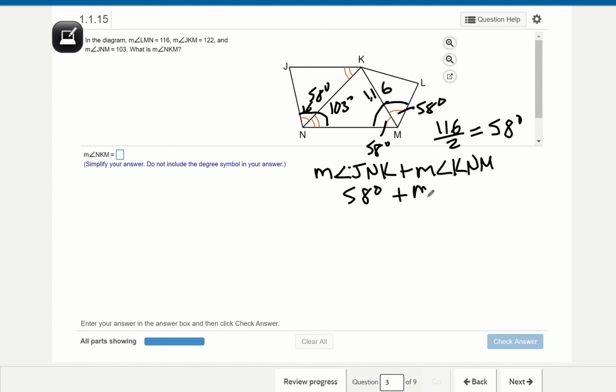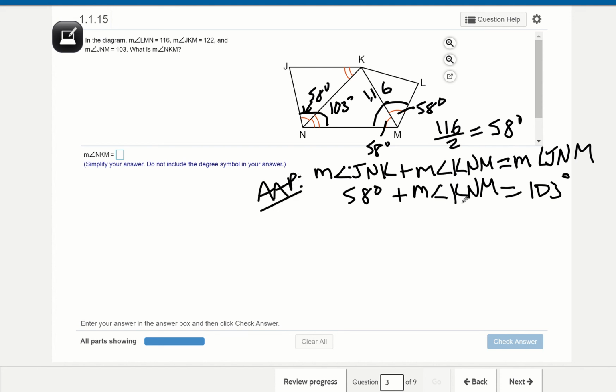So we don't know what that is, so I'm just going to call it the measure of angle KNM, or you can use a variable x or something like that. It doesn't really matter. We don't know what that is yet, but those two angles have to add up to the big angle, which is 103 degrees, okay? And that's the angle addition postulate. So this has to add up to the measure of angle JNM. Okay, so now we have the angle addition postulate.